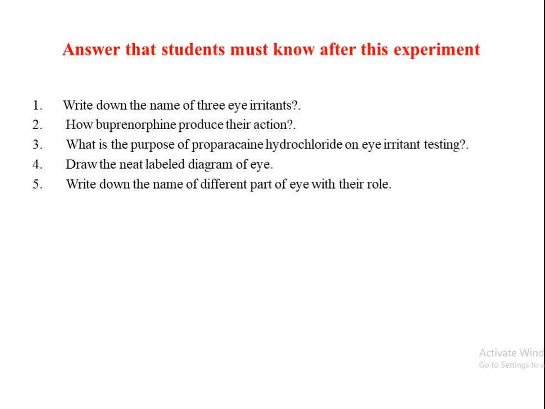At the last we will discuss the questions that students must know after completion of this experiment. Students must know examples of eye irritants, what is the function of buprenorphine, why we are using proparacaine hydrochloride, and students must also have a clear idea about the anatomy of the eye, the different parts of the eye and their roles.